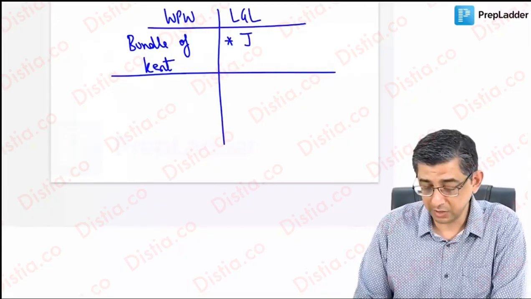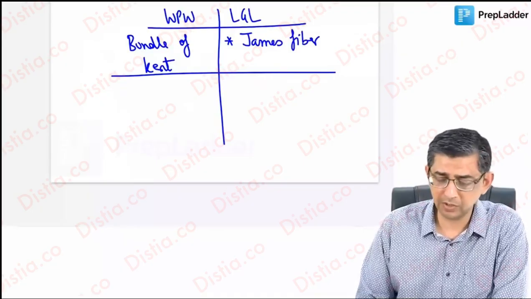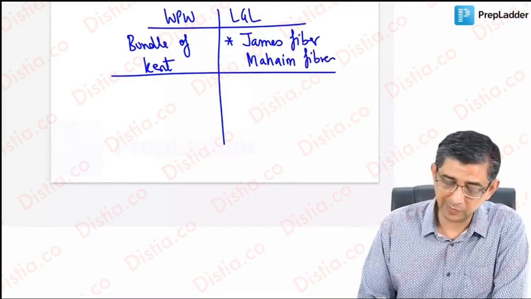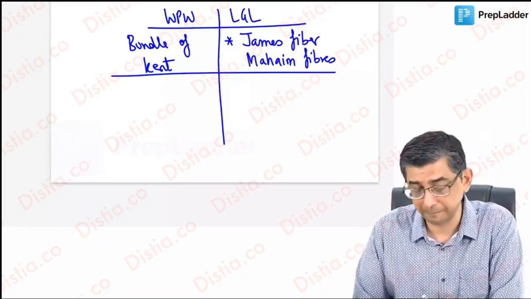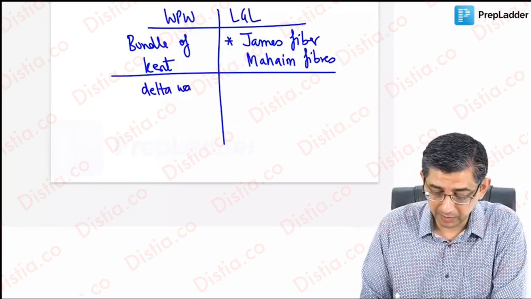The word used to describe these is James fibers. Sometimes they might even use Mahaim fibers. In fact, they are two different ones, but I just want you to remember that the bundle of Kent is specific for WPW, and James fibers and Mahaim fibers are specific for LGL. Then WPW will always have a very characteristic delta wave present.